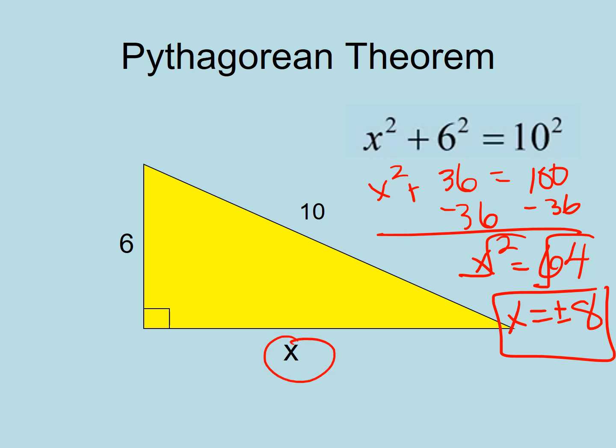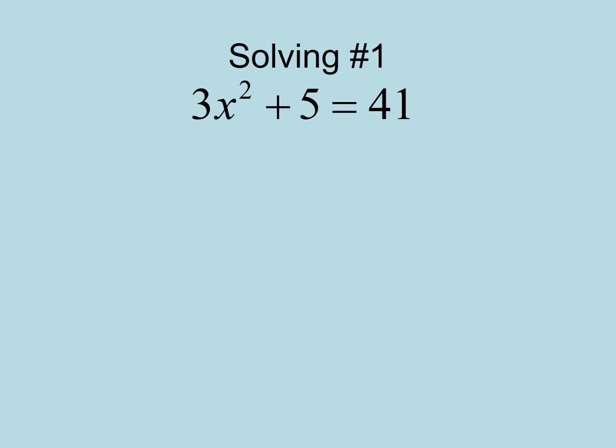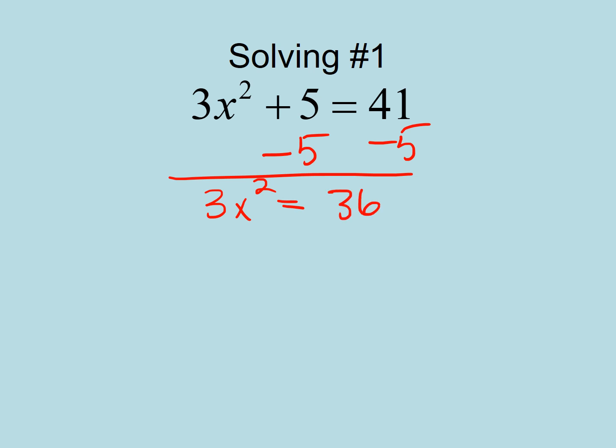Okay, so we're going to be doing these kinds of equations now, and we're going to go through 5 examples. Okay, so the first example, we have 3x squared plus 5 is equal to 41. So just isolate x squared just like you would an x. So minus 5, we're left with 3x squared is equal to 41 minus 5 gives us a 36.